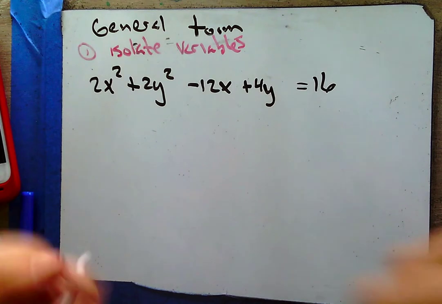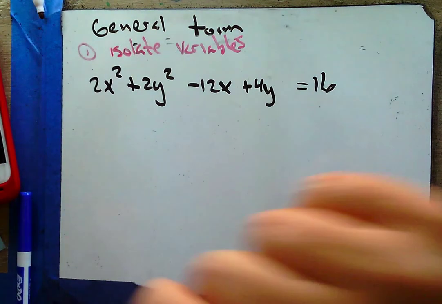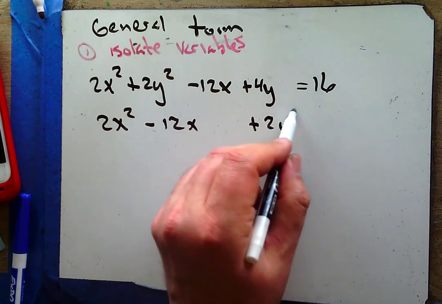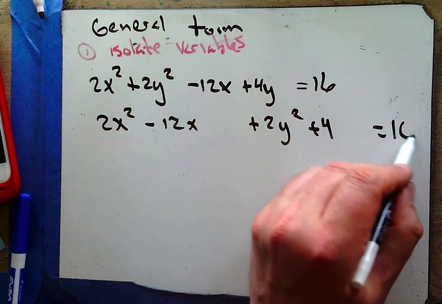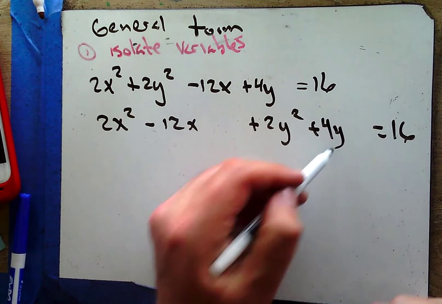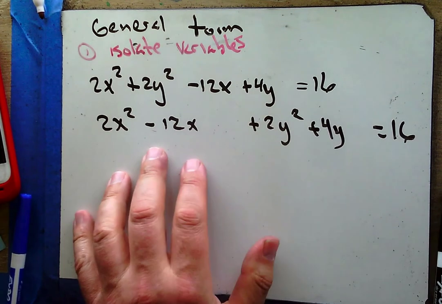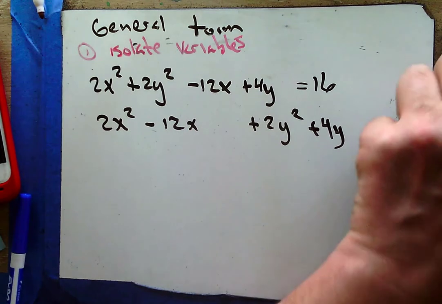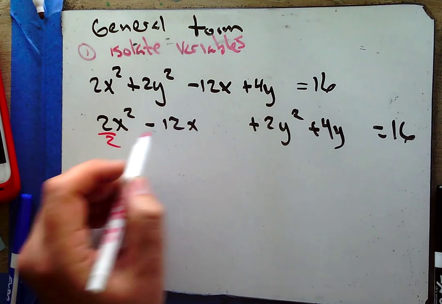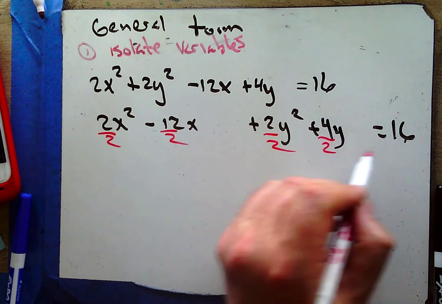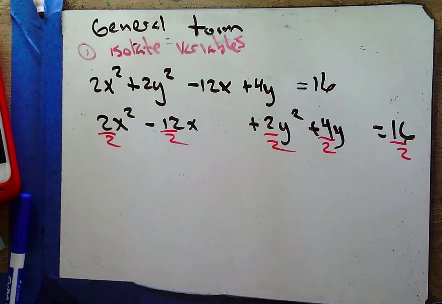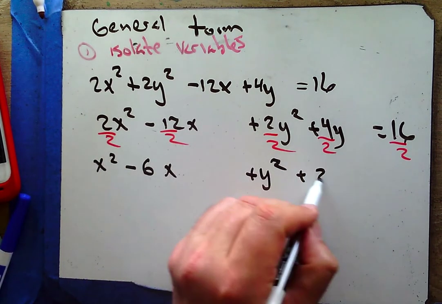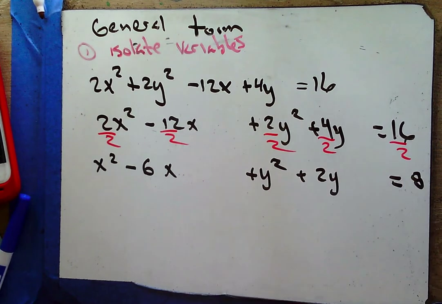And at the same time I want to consider grouping the x stuff and the y stuff. Good. Now I can't do the b over 2 squared thing yet because I haven't gotten these a values equal to 1. So I have to come back and divide everywhere by 2. So now I've got x squared minus 6x plus y squared plus 2y equals 8.